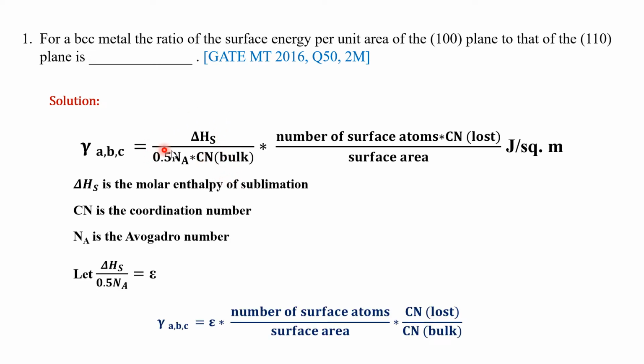Therefore, in our case, we will be considering only delta H by 0.5 Na as a constant, say epsilon. So once you substitute that, we will have epsilon into number of surface atoms by surface area into Cn lost by Cn bulk. This is the equation that we will be using for solving this particular question. So please keep in mind that the things you have to memorize are the number of surface atoms divided by the surface area, into the coordination number lost by the coordination number of the bulk.